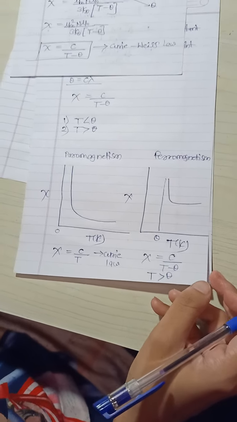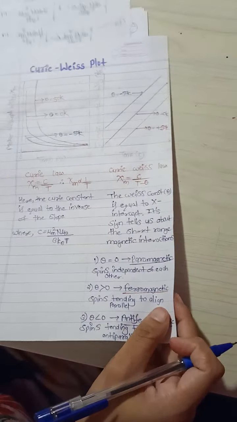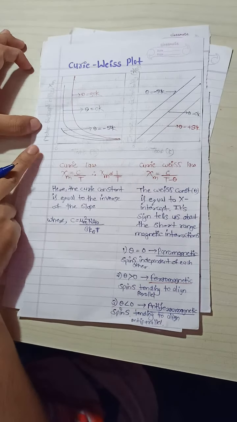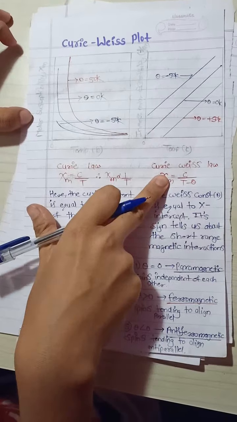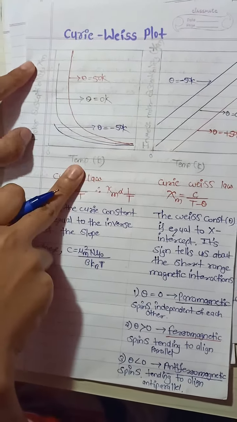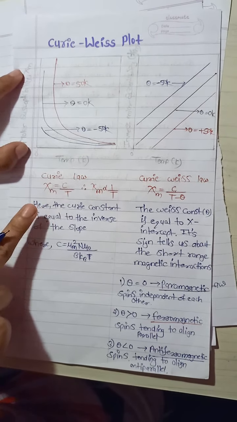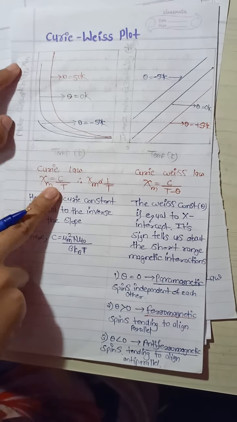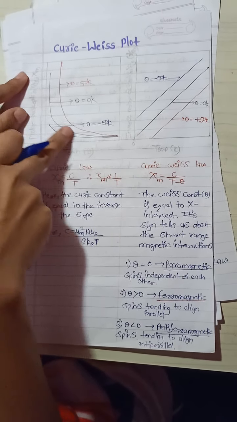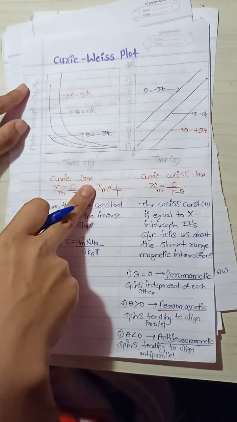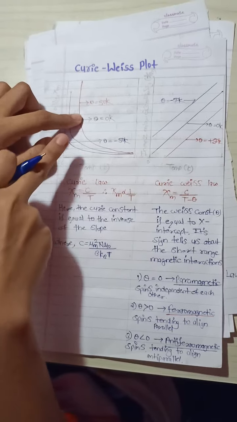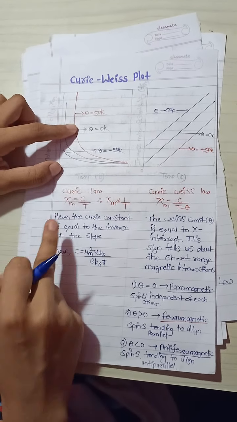After that we will see the Curie-Weiss plot. This is the Curie-Weiss plot. So see, this plot is for the Curie law and this is for the Curie-Weiss law. For the Curie law, molar susceptibility psi m is inversely proportional to the temperature T. This is the Curie law. In the plot of molar susceptibility versus temperature, we get this curve for the Curie law, and the Curie constant C is equal to the inverse of the slope from the graph.